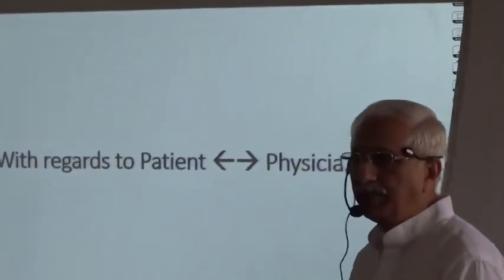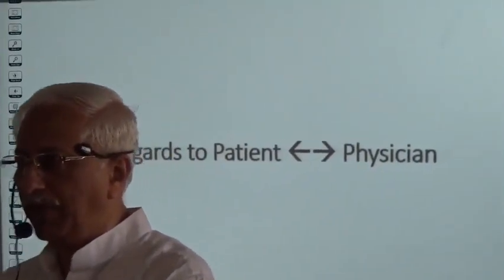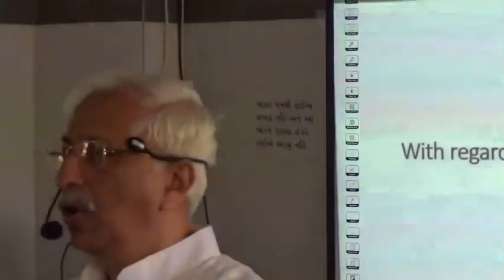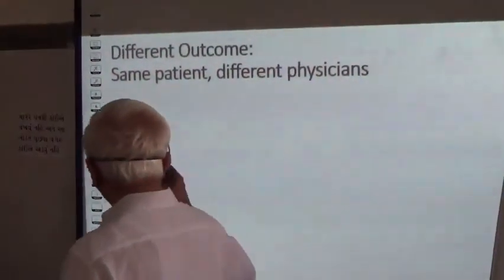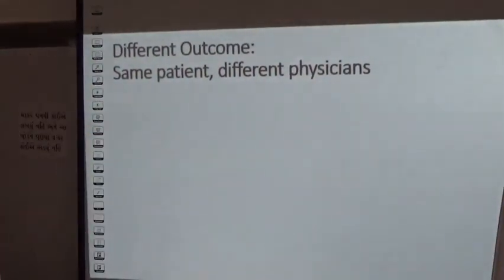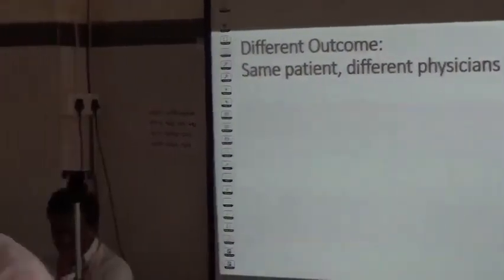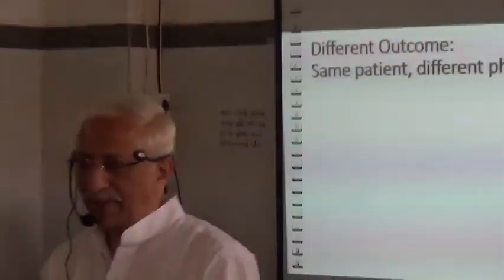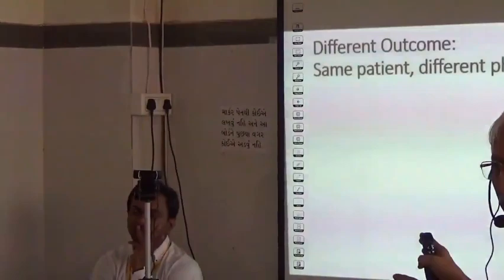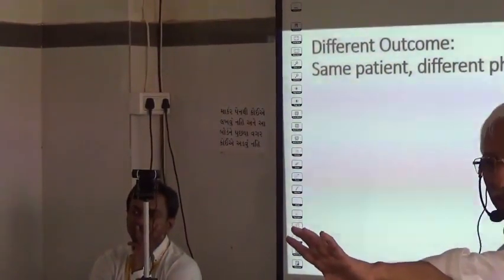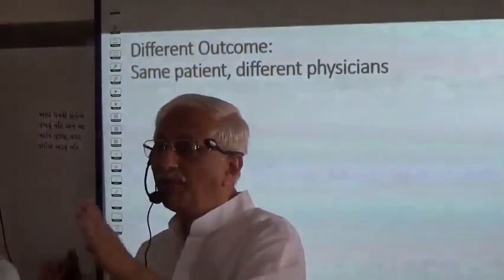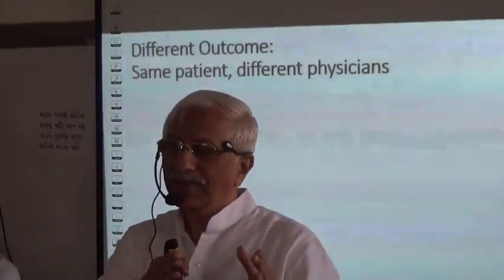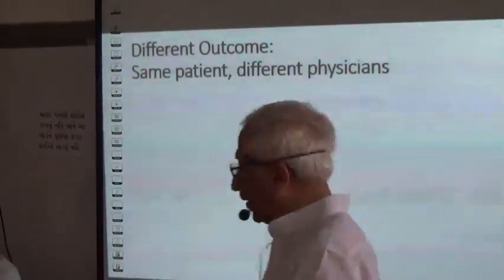With regards to the patient-physician relationship, now we come to a very specific relationship, the patient and doctor relationship. Different outcomes in the same patient by different physicians. That happens every day, when you are taking a case in the OPD. And you put here one case, and there will be 5 remedies. 5 is the very minimum number I am telling. It means 5 different perceptions.